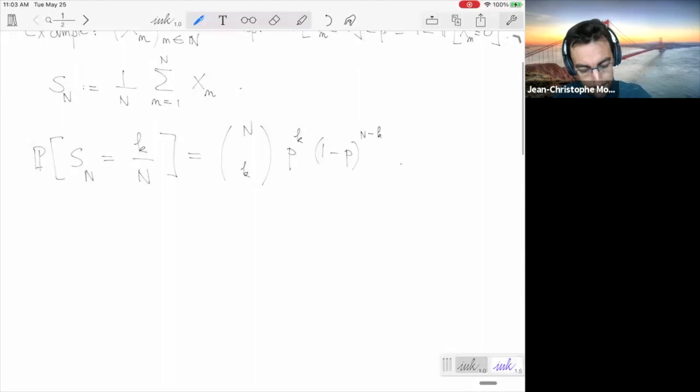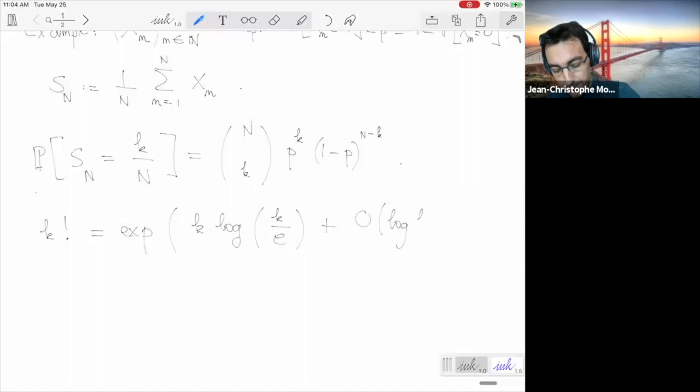And so I want to understand how this behaves when n goes to infinity and k over n remains in the neighborhood of some fixed value. So in order to do that, I'm going to use an equivalent for k factorial, just to simplify this combinatorial factor. And so this is a simpler version of Stirling's formula, if you want. This is the same as the exponential of k log of k over e plus a small correction of the order of the logarithm of k.